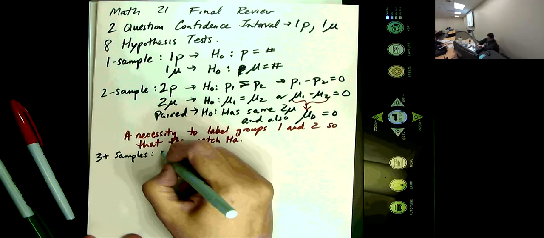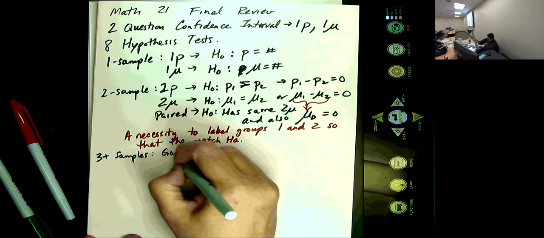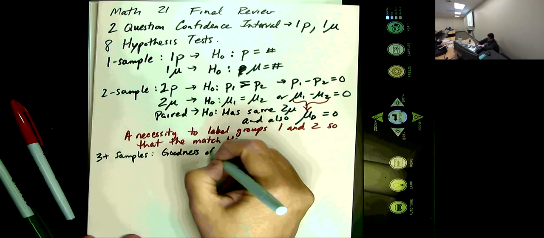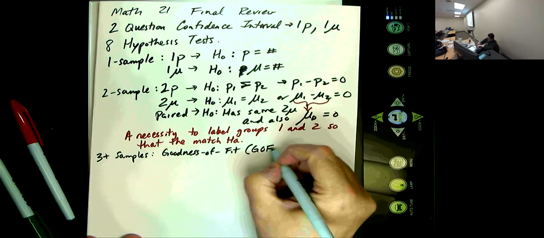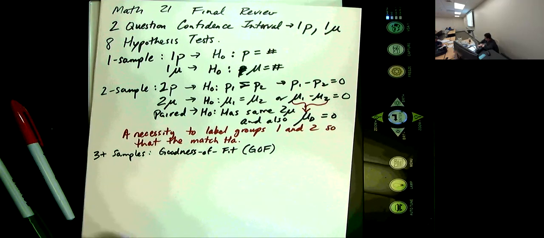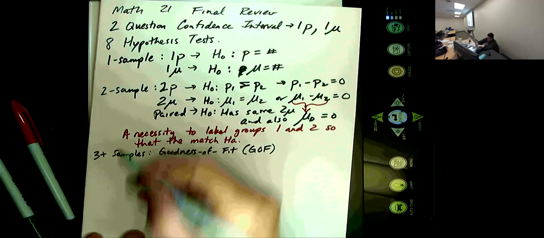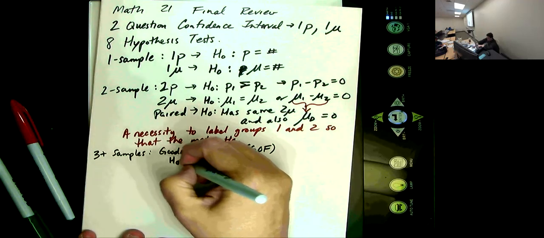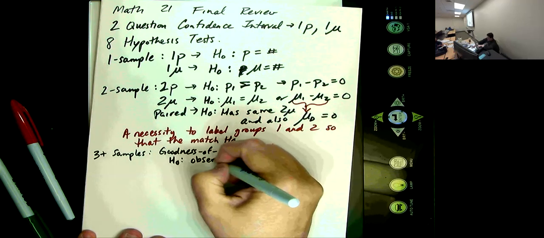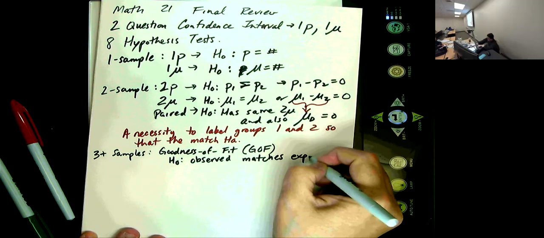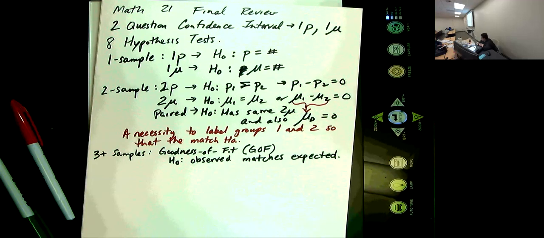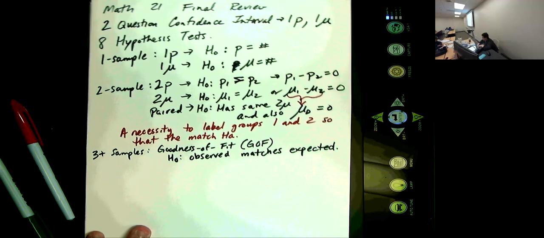The first one we had was goodness of fit. Well, we did it last, but it's the first one in the book. GOF, I like to abbreviate it as. And H naught for goodness of fit, in an abbreviated form, is observed matches expected. When we go through the actual test, I'll be a little bit more wordy, but I'm just trying to summarize what each of the H naughts are here on this front page.